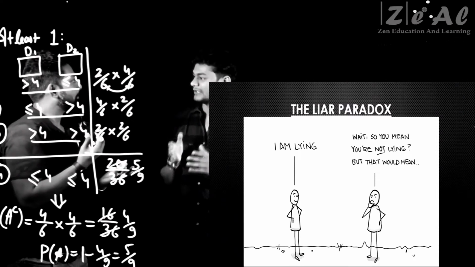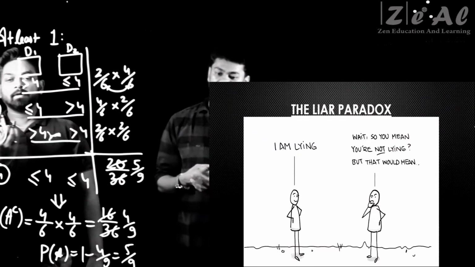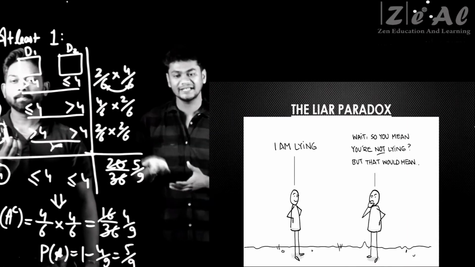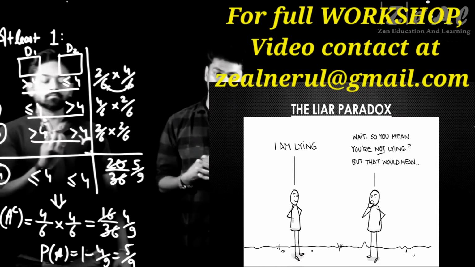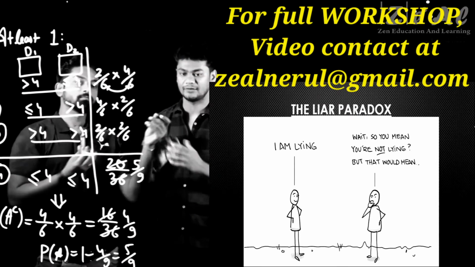So this is what we call paradox. When you state something and the reasoning behind it is correct, but still your mind is unable to comprehend, it is paradox. So this is the liar paradox. This is a very famous thing, the liar's paradox.